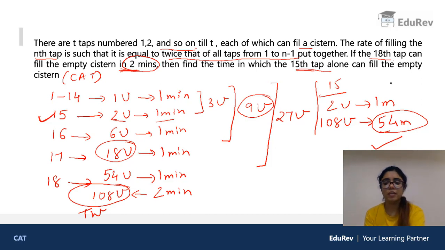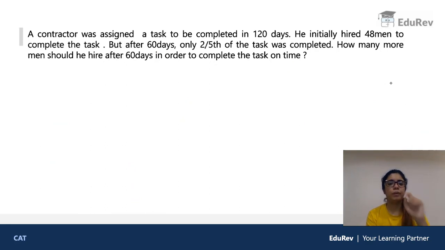Okay? Now, let's look at the next one. A contractor was assigned a task to be completed in 120 days. He initially hired 48 men to complete the task. But after 60 days, only 2/5 of the task was completed. How many more men should he hire after 60 days in order to complete the task on time? So the task has to be completed in 120 days. So how many extra men should be hired?